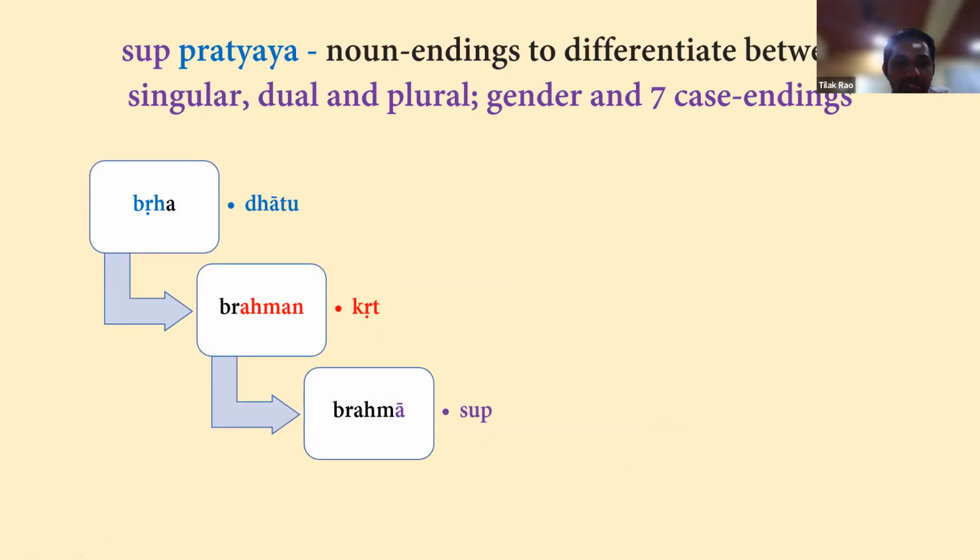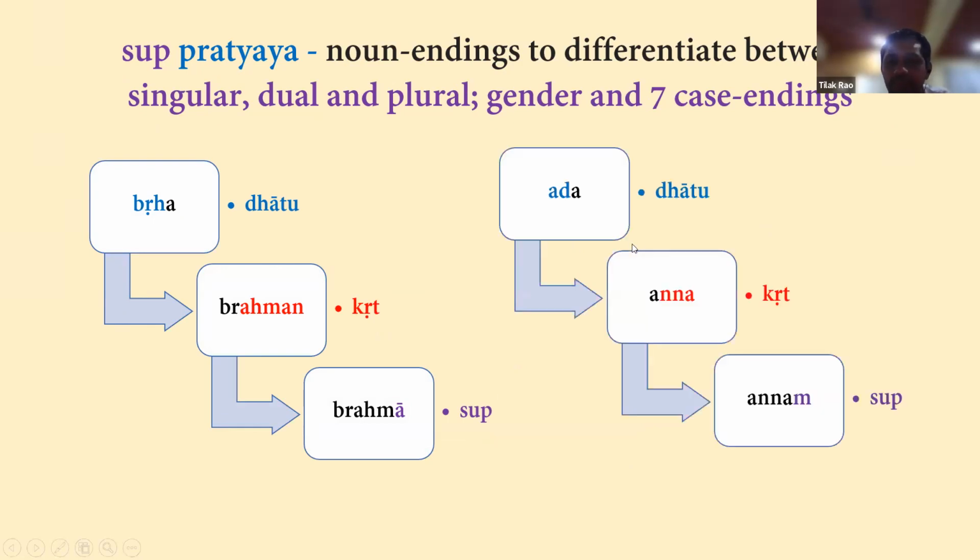There are a few more examples, like brah is a dhatu. By adding krit, it becomes brahman. By adding sup, it becomes brahma. So now we can add a kriya pada. Brahma does something. Like ad is a dhatu. By adding a krit pratyaya, it becomes anna. By adding sup pratyaya, it becomes annam. Annam khadati. He eats anna.